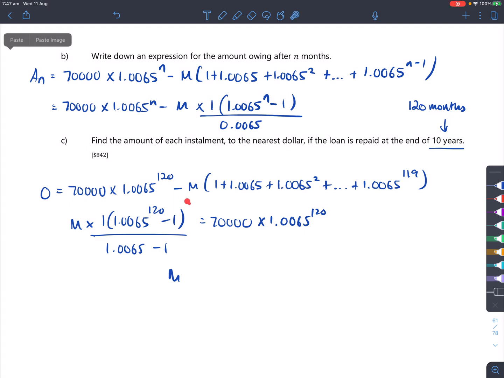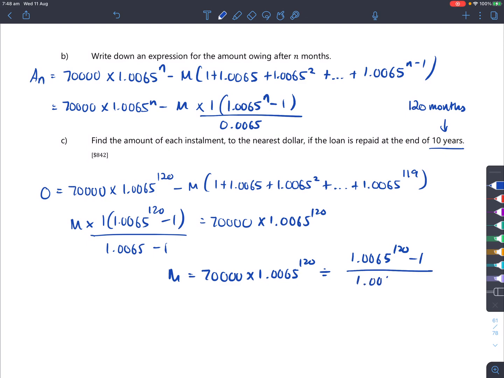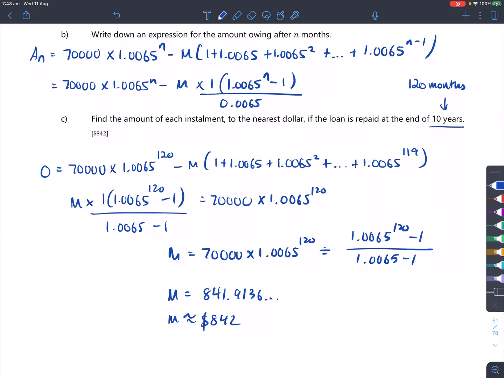We can move this to the other side. So M would equal 70,000 times 1.0065 to the power of 120. But we divide this by this whole amount. Okay, and that will give us a monthly repayment or installment of $841.36. So if I round that, that will be $842. That's it.